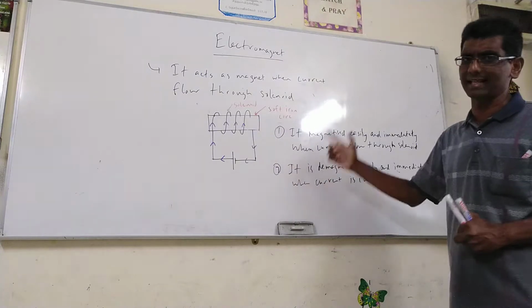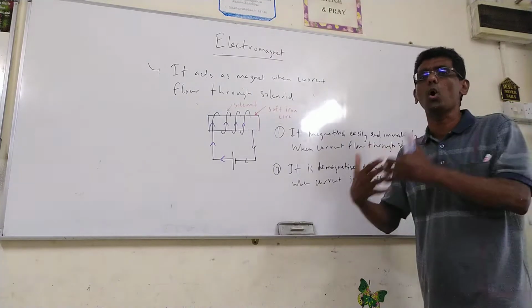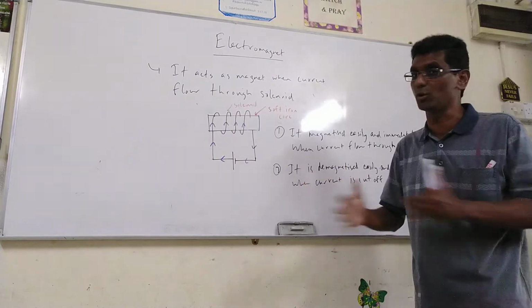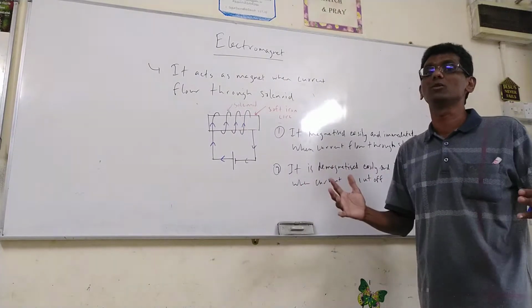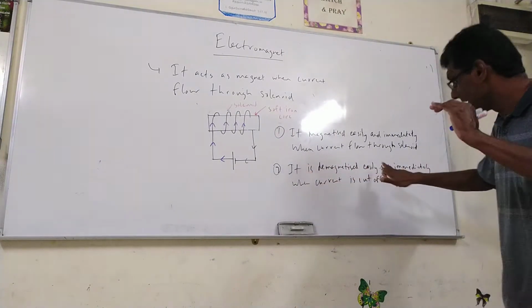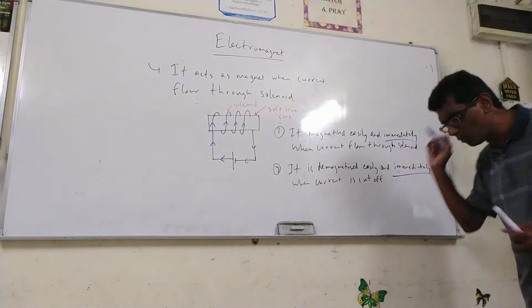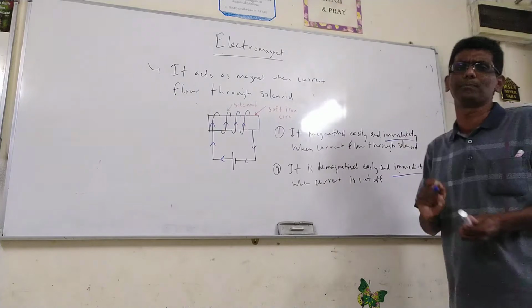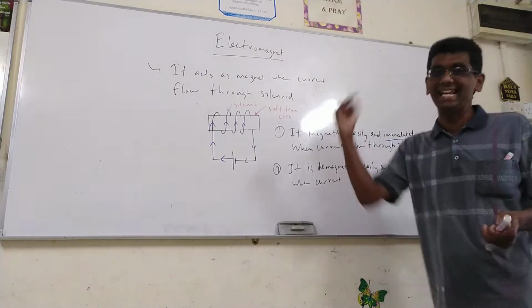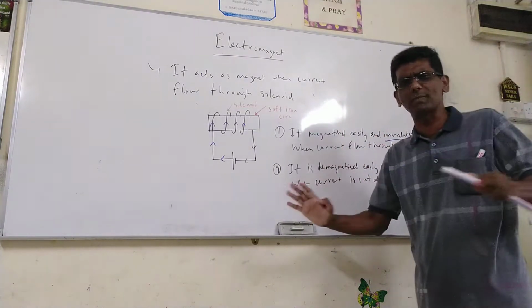And the second characteristic, it is demagnetized. Demagnetized means losing all its magnetism, hilang kemagnetannya. So it becomes ordinary soft iron core. It is demagnetized easily and immediately. You must mark the word immediately. It magnetizes immediately when current flows through it, and it demagnetizes immediately when current is cut off. It loses all its magnetism immediately.